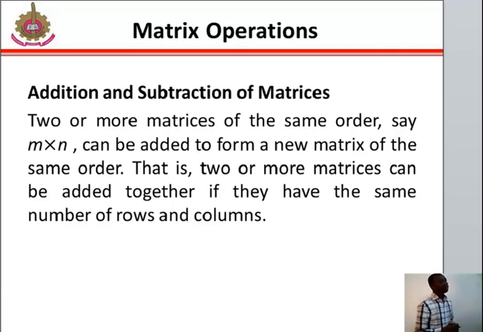That is, 2 or more matrices can be added together if they have the same number of rows and columns. You have to take this into consideration. You can only add 2 matrices if they have the same number of columns and rows. Otherwise, you cannot add. For example, you cannot add a 2 by 2 matrix with a 3 by 3 matrix. You can't add them together. You cannot subtract a 3 by 3 matrix from a 2 by 2 matrix. So they must have the same number of rows and columns.